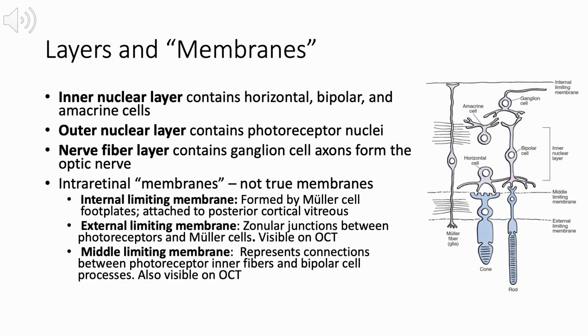It is important to note that intraretinal membranes are not true membranes because they lack a basement membrane. The inner limiting membrane is formed by the footplates of Mueller cells and is attached to the posterior cortical vitreous. The external limiting membrane consists of zonular junctions between photoreceptors and Mueller cells and is visible on optical coherence tomography. The middle limiting membrane represents connections between photoreceptor inner fibers and bipolar cell processes and is also visible on OCT.